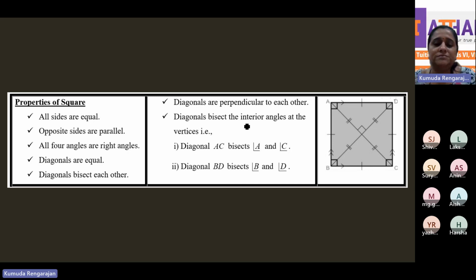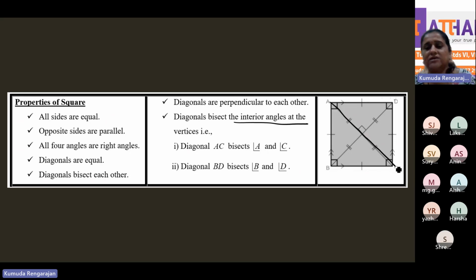In the square, the diagonals bisect the interior angles. In a rhombus also, the diagonals bisect the interior angles. That is, the diagonal AC bisects angle A and angle C. The diagonal BD bisects angle B and angle D.